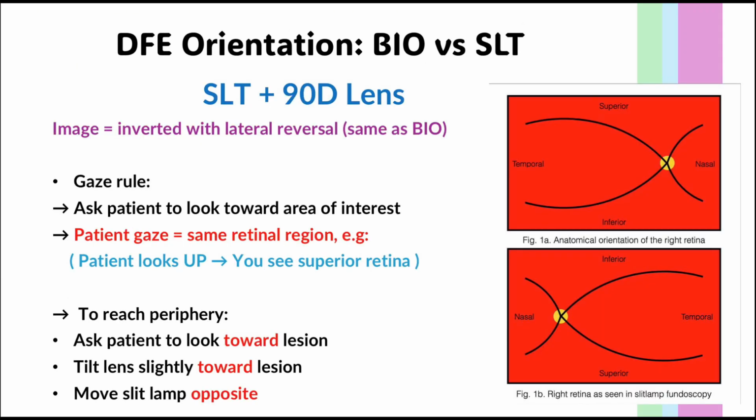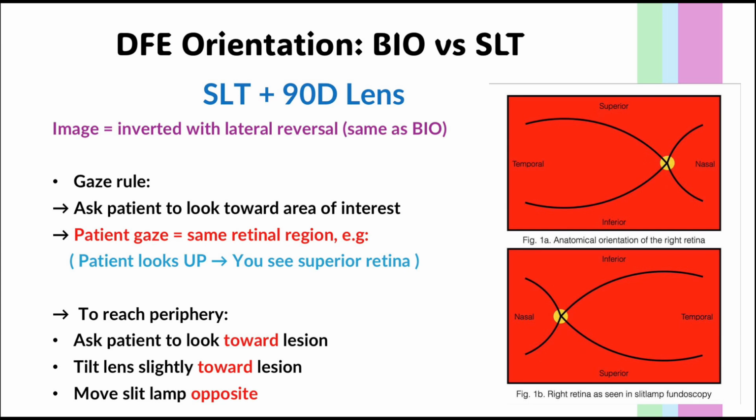Now, let's switch to the slit lamp biomicroscopy. Basically, it's the same as the indirect ophthalmoscopy, which means that the image is still inverted and laterally reversed. So, in your view, the disc still appears temporal, the macula still appears nasal, the superior retina is still down, and the inferior retina is still up, as you can see here in this picture.